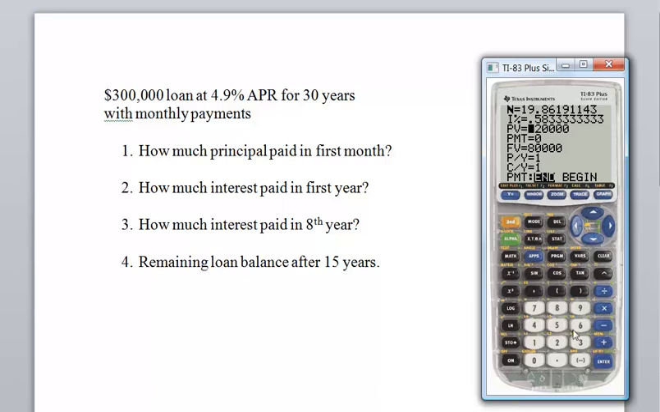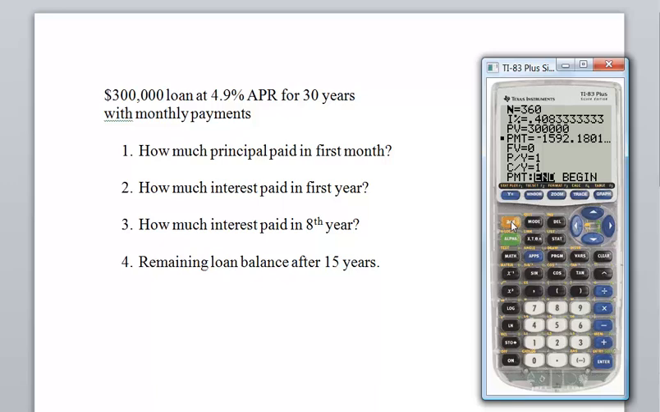So go to the present value, and the loan amount of $300,000 is always a present value. The interest rate is 4.9% annually, but it's monthly payments, so the payments set everything. So you divide that interest rate by 12, and then N will be 30 years times 12. Future value needs to be 0 because that's what you want to end up with. So, compute the payment, alpha, enter, and we get a payment of $1,592.18.